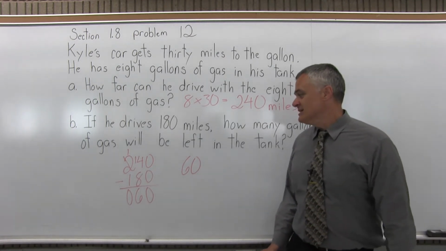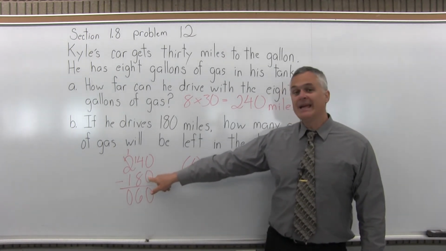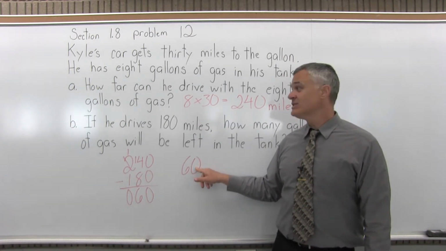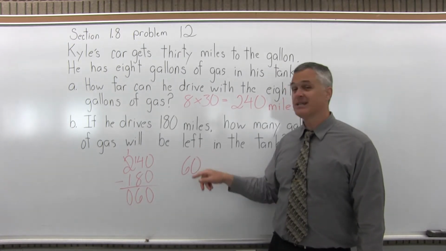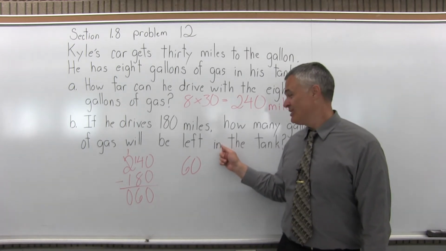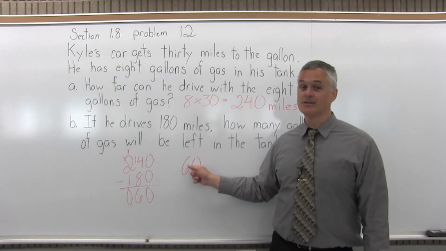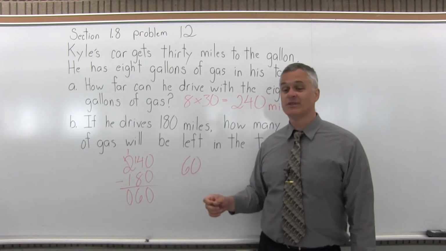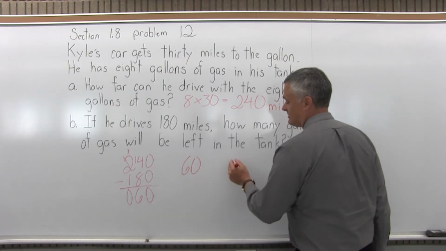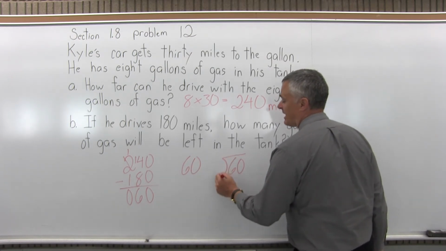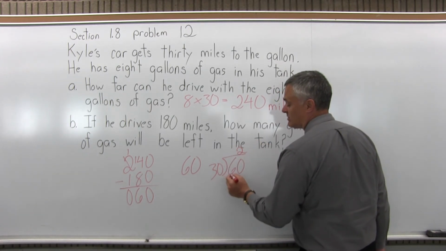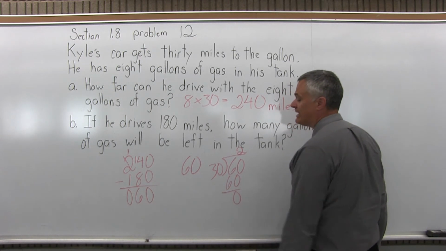So what that means is after traveling 180 miles, he can go 60 more miles before he runs out of gas. Now that's not the answer to the question yet. The question doesn't ask how many more miles can he drive. The question asks how many gallons of gas will be left in the tank. So it's true that he can drive 60 more miles, but how many gallons of gas are left in the tank? Well, with each gallon, he can travel 30 miles. So I want to see how many times 30 fits into 60. It does go in twice. So 2 times 30 is 60. It goes in evenly. There's no remainder.